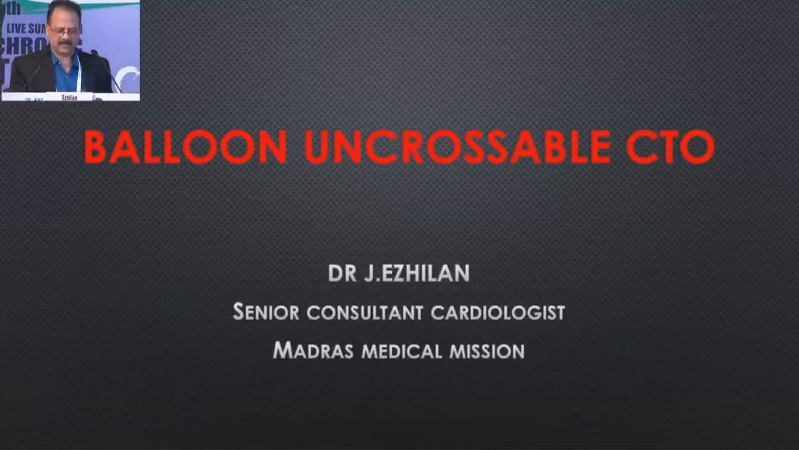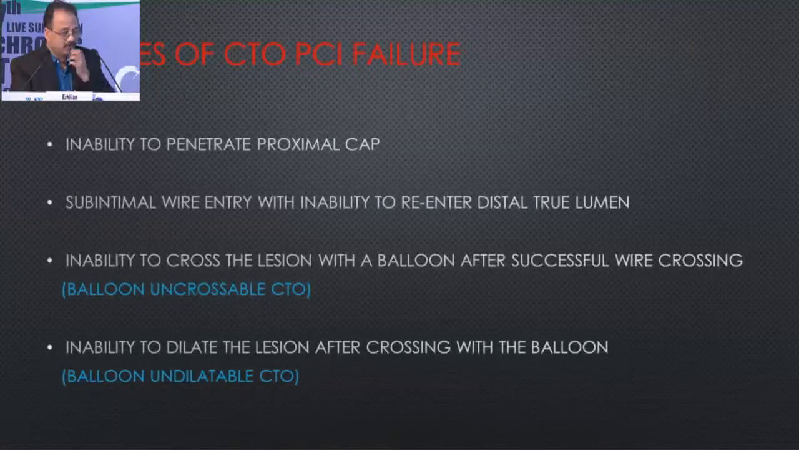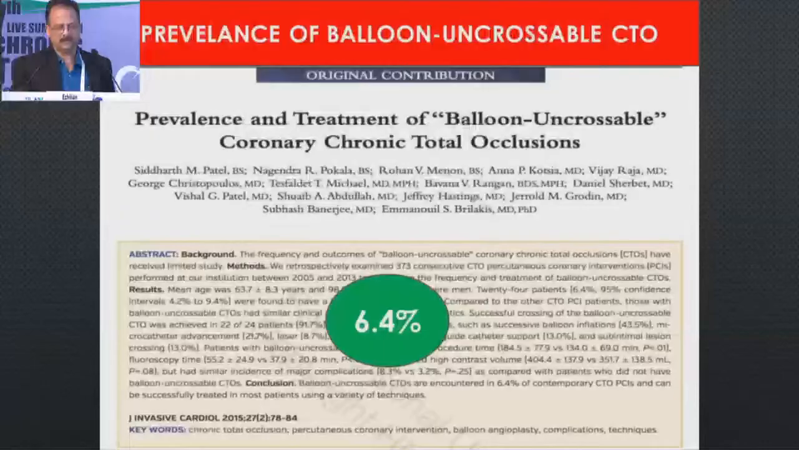As the chairperson said, after the wire crossing, if the balloon does not go, what do we do? The usual four methods of failure are: inability to penetrate the proximal cap; subintimal wire entry with inability to re-enter the distal true lumen; inability to cross the lesion with the balloon after successful wire crossing, which is what we are going to deal with; or inability to dilate the lesion after crossing the balloon.